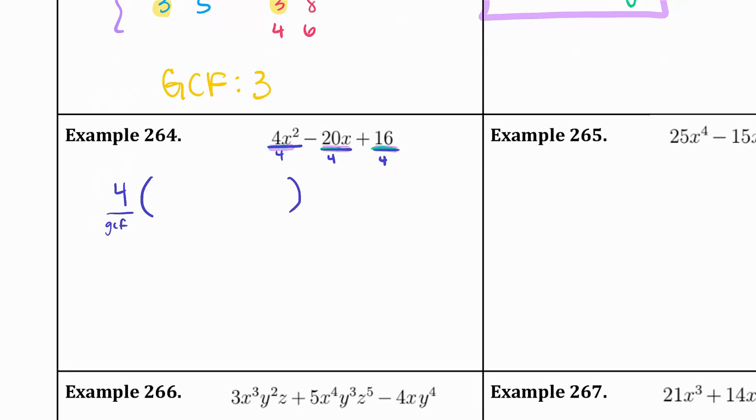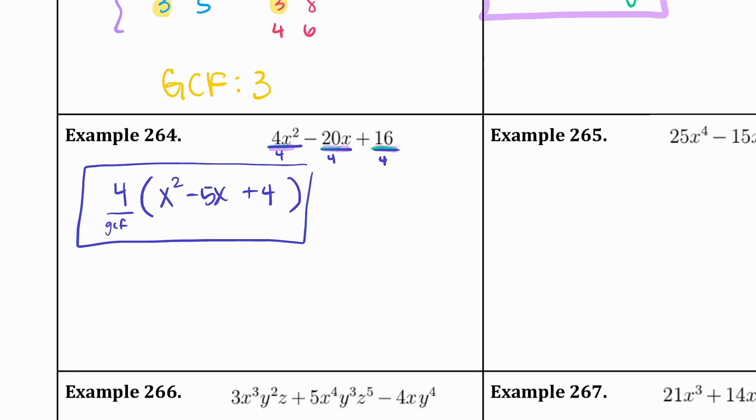Well, 4 divided by 4 is just 1x squared, or x squared. Negative 20x divided by 4 is minus 5x. 16 divided by 4 is positive 4. So this is factored. We took out our greatest common factor. We'll learn how to continue factoring those later, but this number out in front is what we can take out of all of them. If you want to check it, you could just multiply it back in. You could distribute it back in and just make sure we get the same thing.